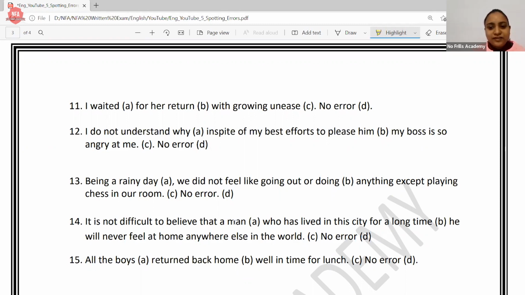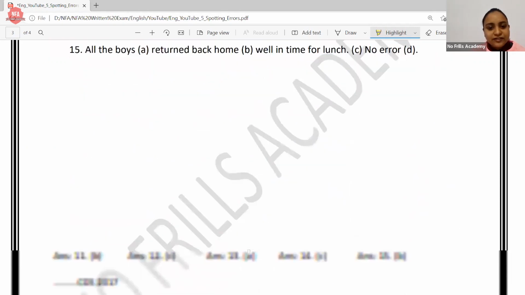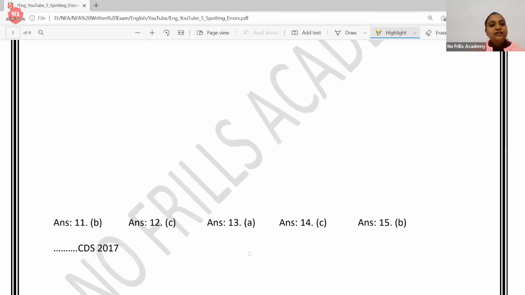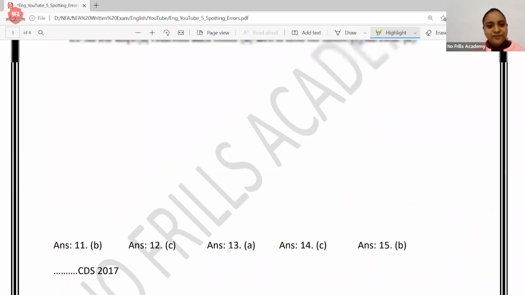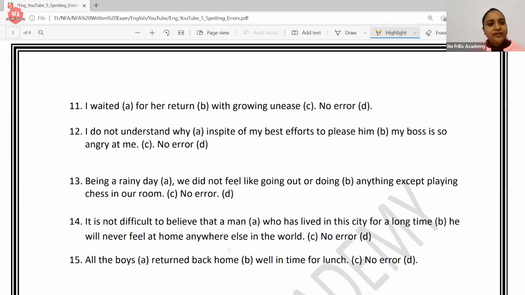Let us get this checked by self-evaluation. 11th is B, 12th is C, 13th is A, 14th is C, 15th is B. So let us understand why. 11th: I waited for her return. Instead of for her return, I waited for her to return would be the correct usage of this word return. I waited for her to return with growing unease.